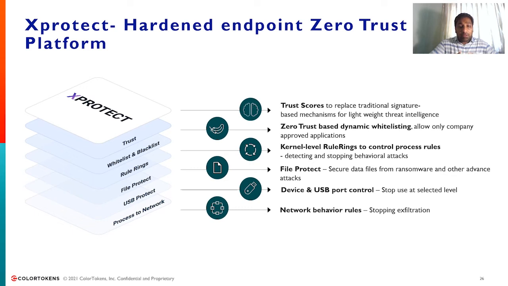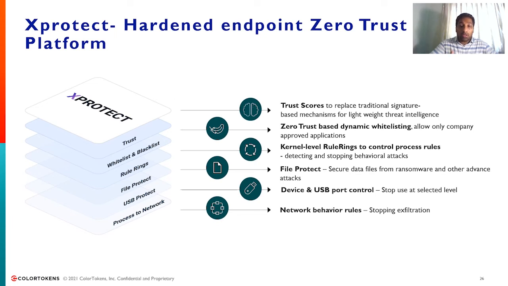Unlike the traditional signature-based mechanism, ColorToken uses trust scores to identify different threats. It is a lightweight threat intelligence mechanism to identify different threats in the endpoint as well as the server environment. Also, Zero Trust dynamic whitelisting, especially whitelisting and blacklisting applications, gives application control for the endpoint and provides application security.